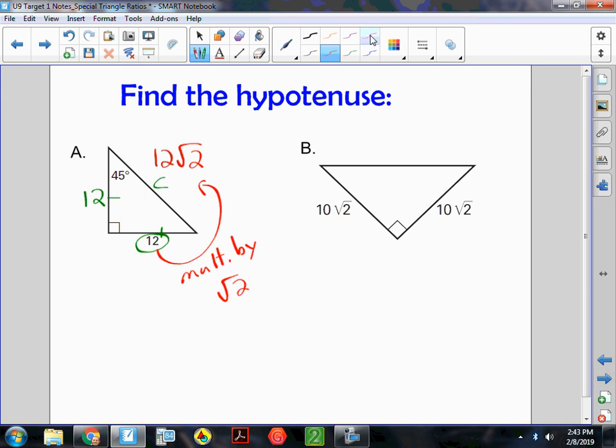For b, I can do the same thing. I'm going to take my side length, which is 10 root 2, and I'm going to multiply by square root 2. So this is 10 square root 2 times square root 2.